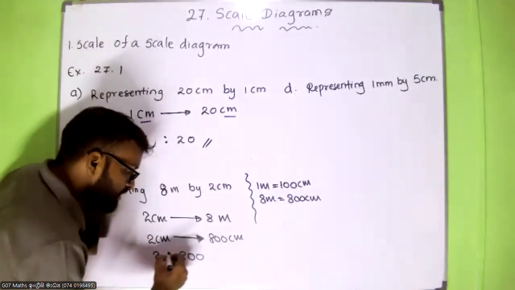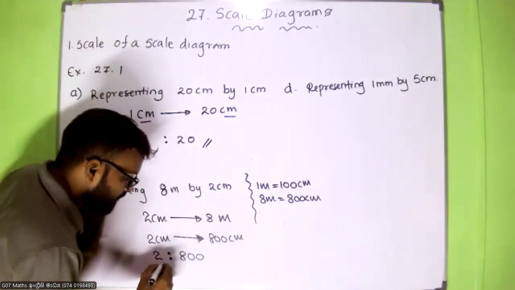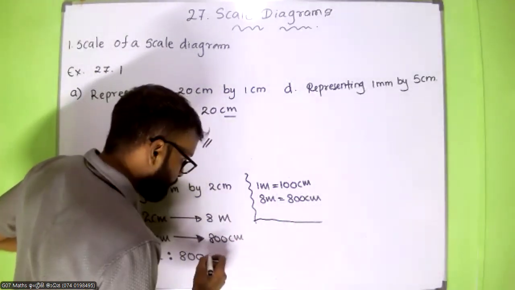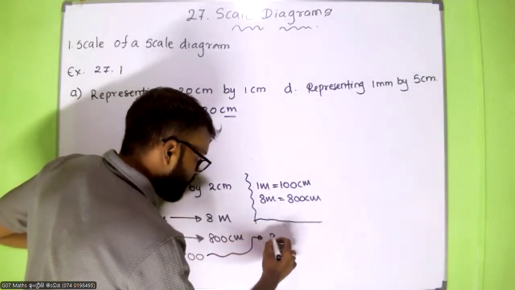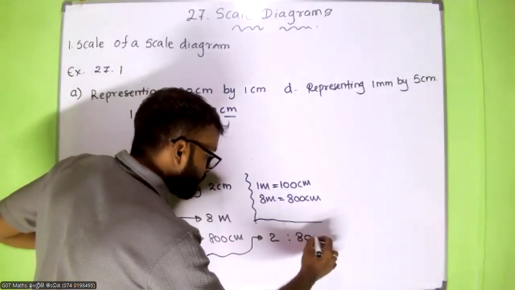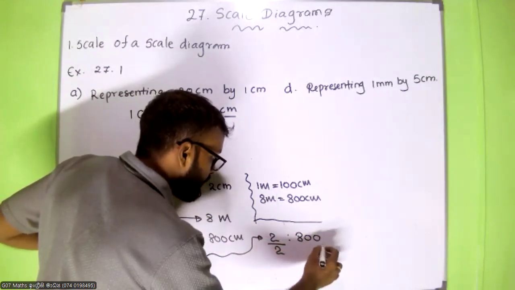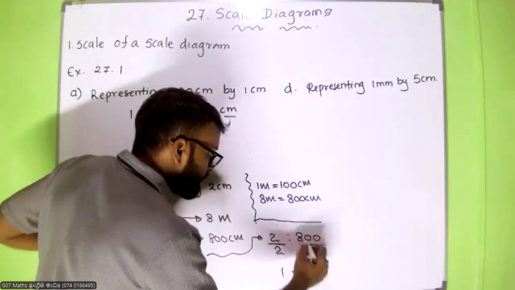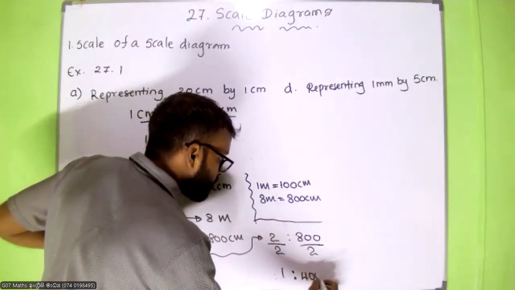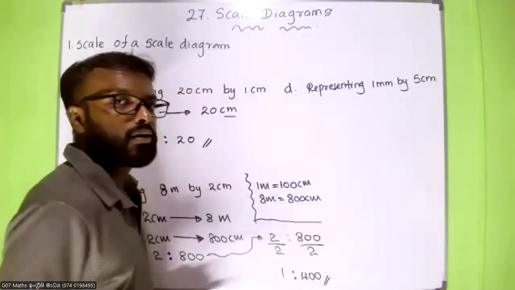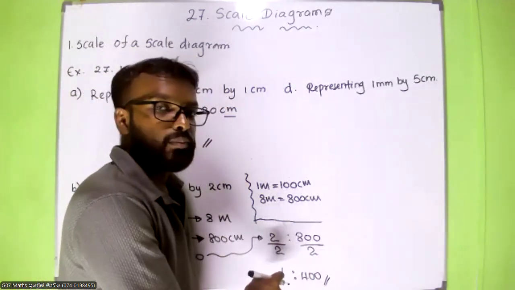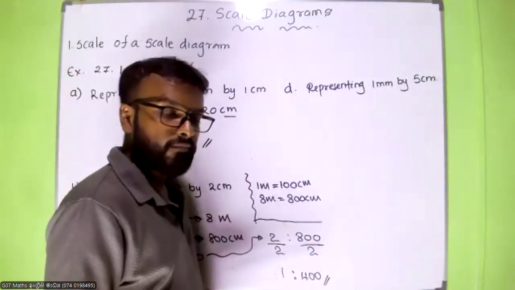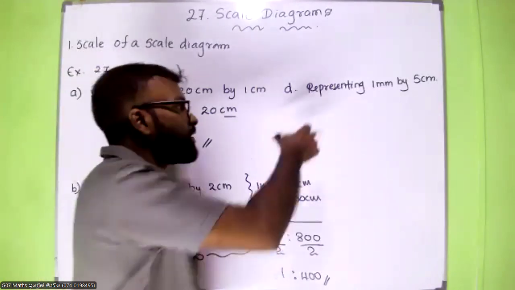So you can simplify this further. 2 to 800. 2 divided by 2 is 1. 800 divided by 2 is 400. So 1 to 400. That is it. By using 1 centimeter, you are going to represent 400 centimeters, which means 4 meters.